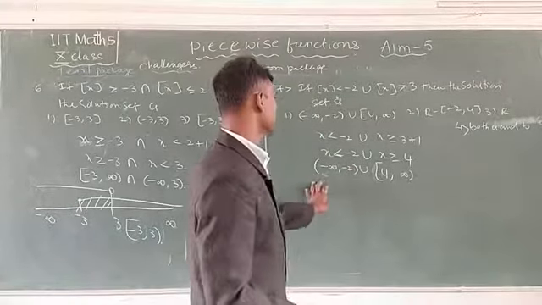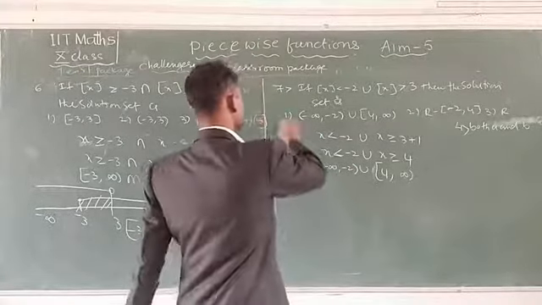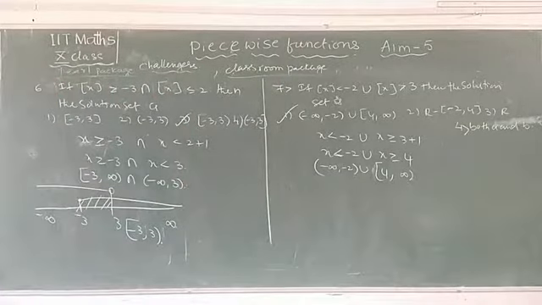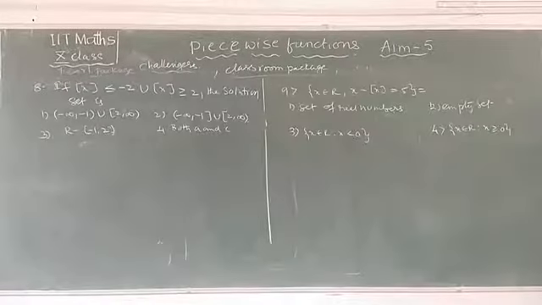Okay, union as given means you can leave it. This is the first option. Here this is the third option. Note down. Okay, next problem, 8th one.